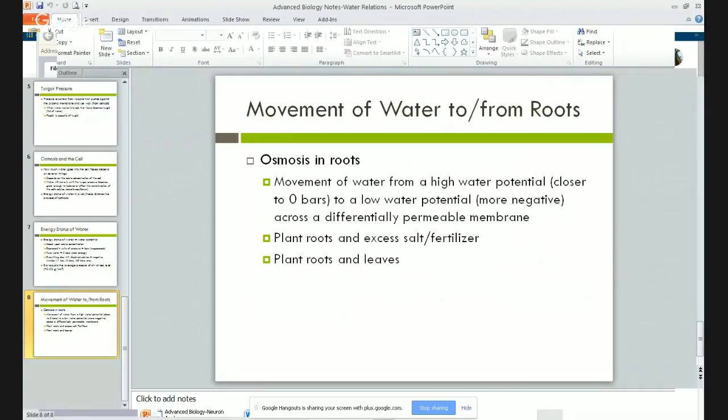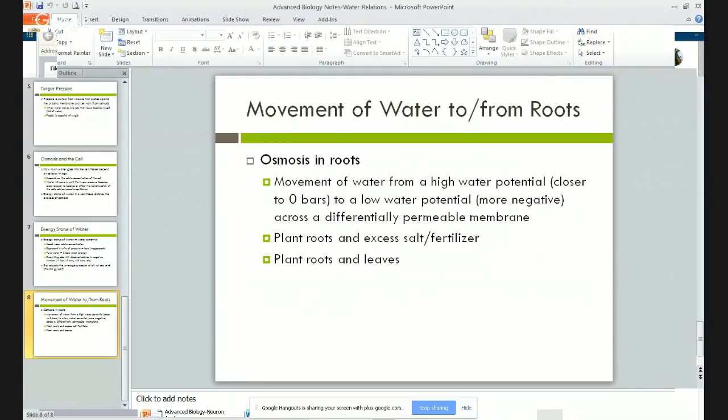If you look at your diagram here, we're going to look at the movement of water to and from your root first. So this, again, you're moving water. So it's going to determine which way water is going to move, whether it's going to move into the root or out of the root.